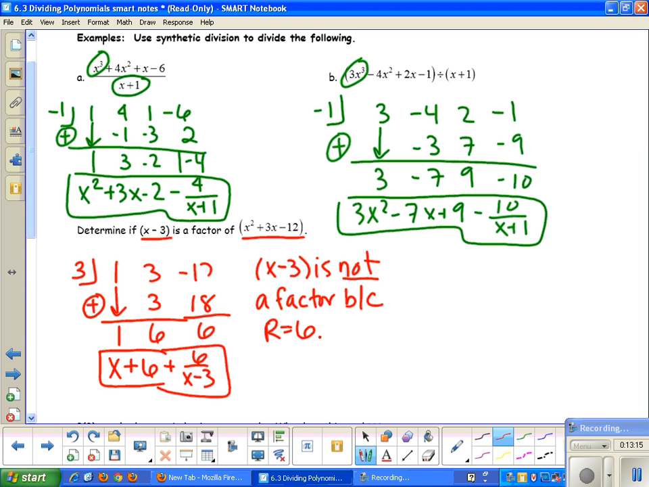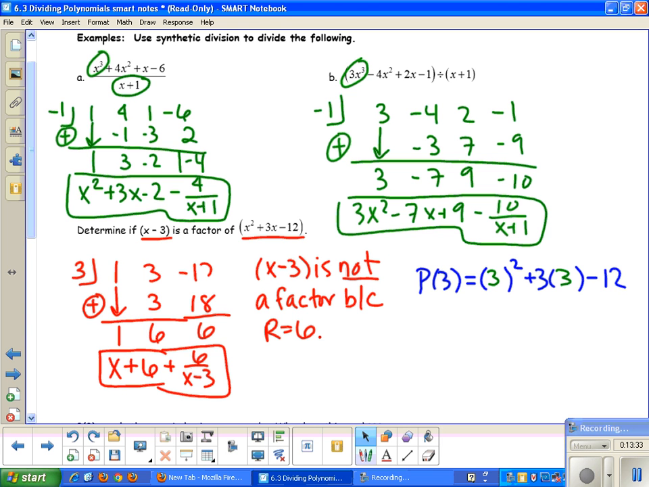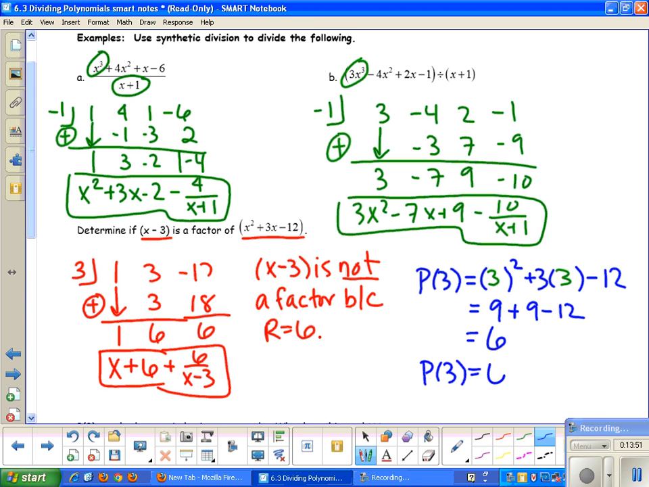Now, for this, let's try something new. So let's do p of 3 into my equation. So if I plug 3 in, I would get, in this equation, 9 plus 9 minus 12. And then notice that gives me, when I add and combine like terms, equal to 6. So that means that p of 3 equals 6.